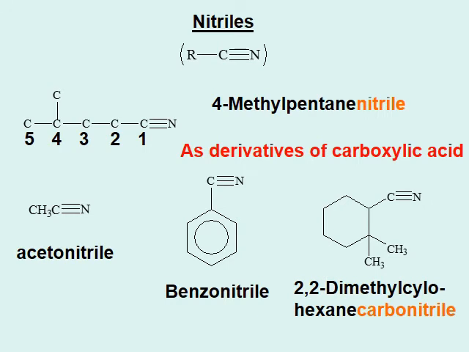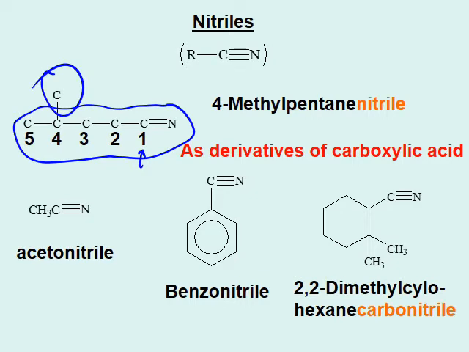CN group is called nitrile, C triple bond N. So again, you need to get the longest carbon chain that contains the functional group, which is C triple bond N. And so my number starts from this carbon that is bonded to nitrogen, the functional group. So in the 4th location, there is a methyl group. So this is the methyl group. So you have to say 4-methyl, and there are 5 carbon, pentane, and then just at the end you write down nitrile.